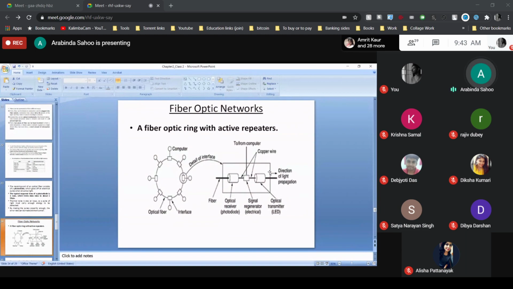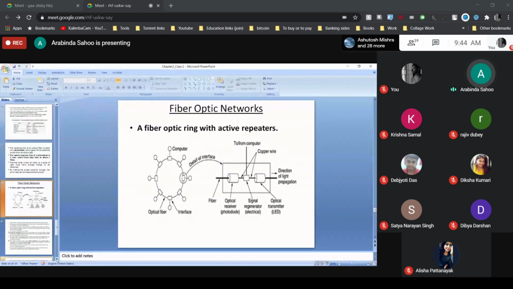So these are the basic components associated with this fiber optic ring with active repeaters. All of you simply draw this diagram, then we'll discuss in detail what your active repeaters are and what your passive repeaters are.